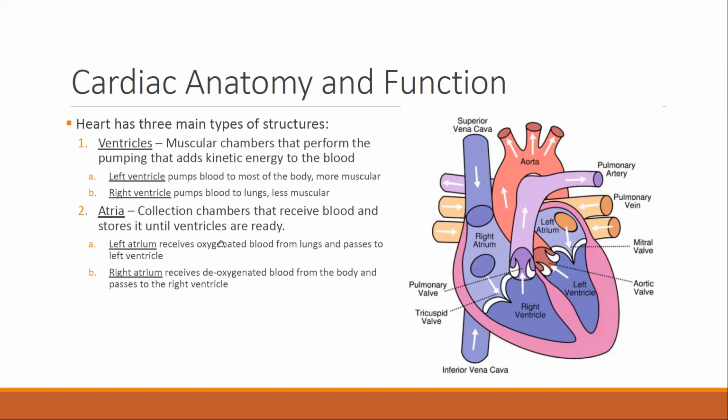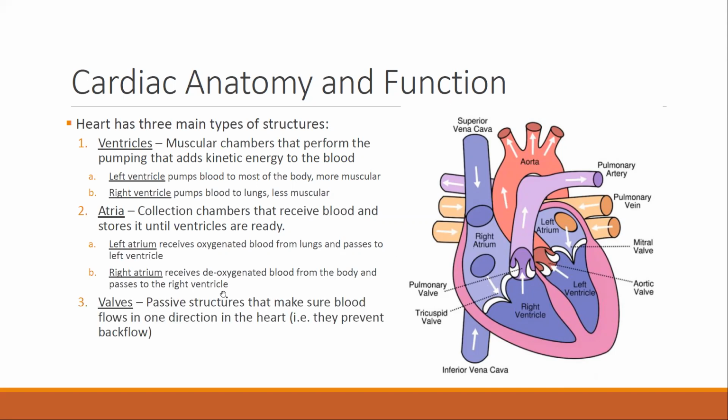And so your left atrium basically receives blood from the pulmonary veins, and those are rich in oxygen, and then it passes it to the left ventricle. And then your right atrium receives deoxygenated blood from the rest of your body, and then it passes it to the right ventricle when it's ready. Okay.